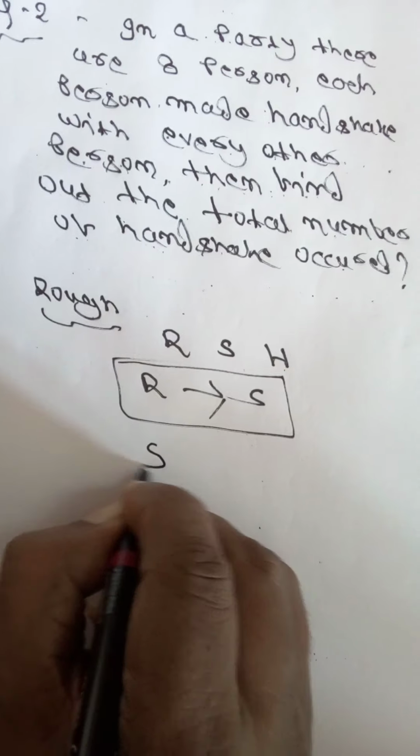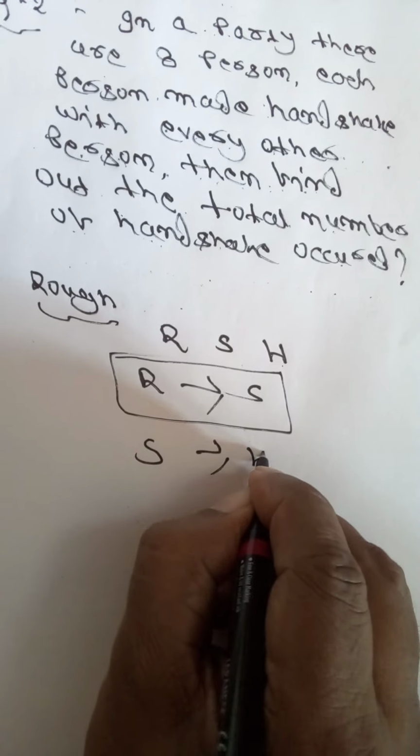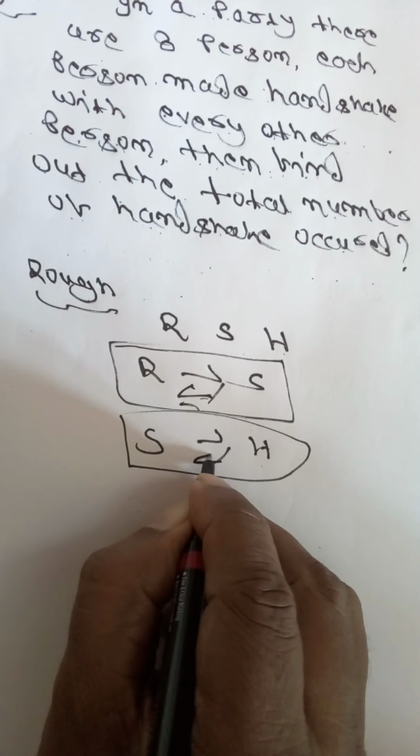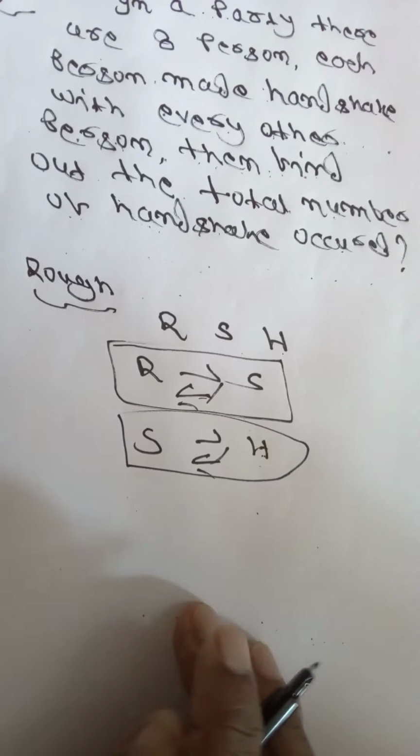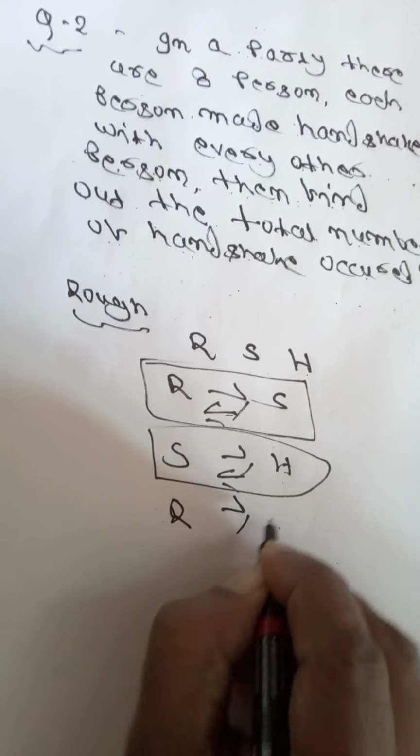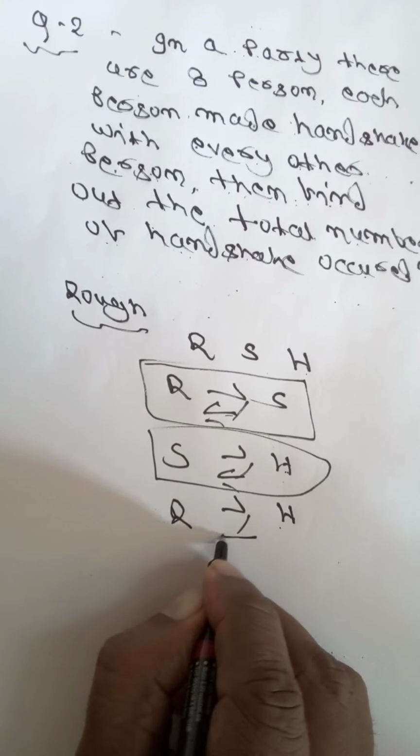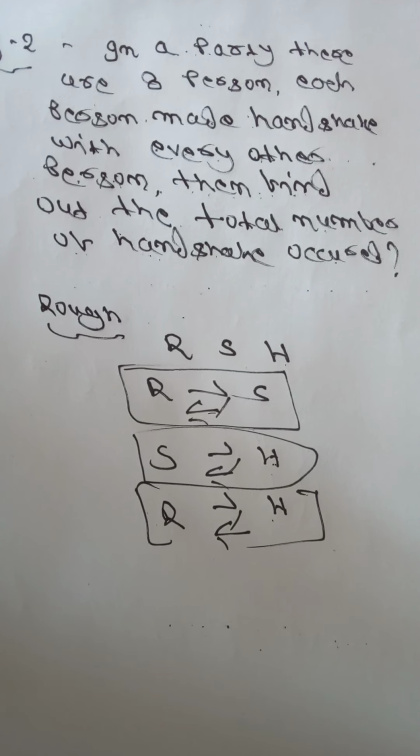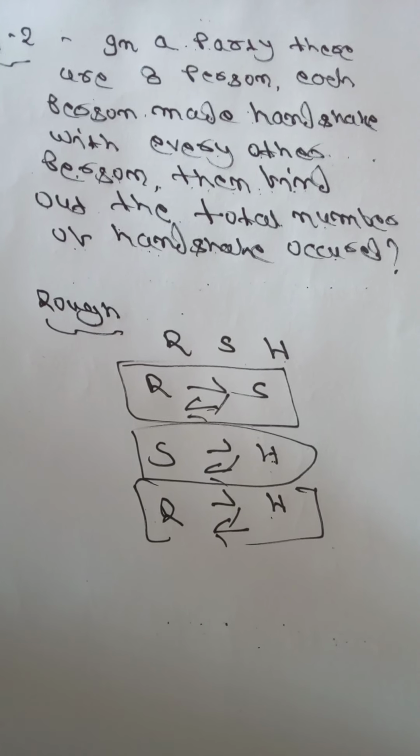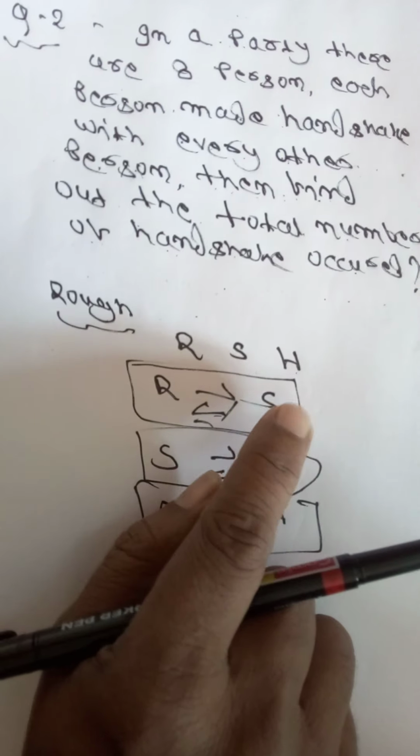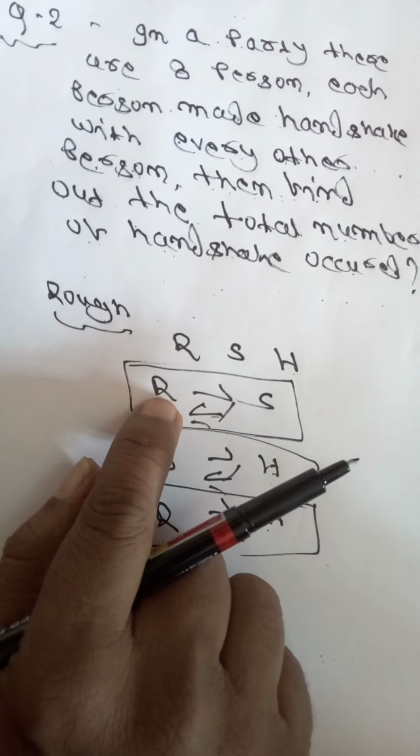Similarly, suppose Sam shakes hands with Hari. That means the conclusion is Hari also shakes his hands with Sam. Suppose Ram shakes his hands with Hari. The conclusion is Hari also shakes his hands with Ram. In case of sweets, there are two cases: Ram gives sweets to Sam and Sam gives sweets to Ram. But here when Ram shakes his hands with Sam, the conclusion is Sam also shakes his hands with Ram.